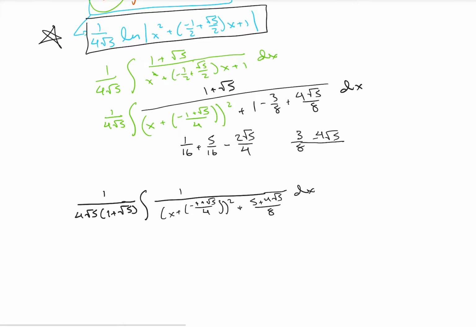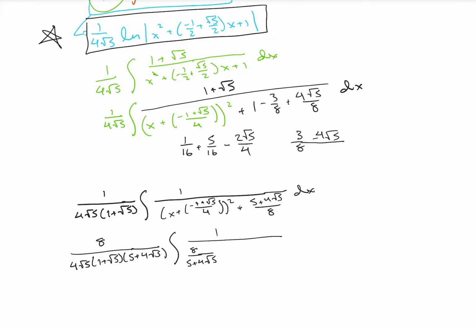So now just to get it in my standard format, let's go ahead and make this a little bit messier. So let's multiply the top and the bottom by 8 over 5 plus 4 root 5. So I'm going to get 8 over 4 root 5 times 1 plus root 5 times 5 plus 4 root 5. And then I'm going to have the integral of 1 over 8 over 5 plus 4 root 5 times x plus negative 1 plus root 5 over 4 squared plus 1.